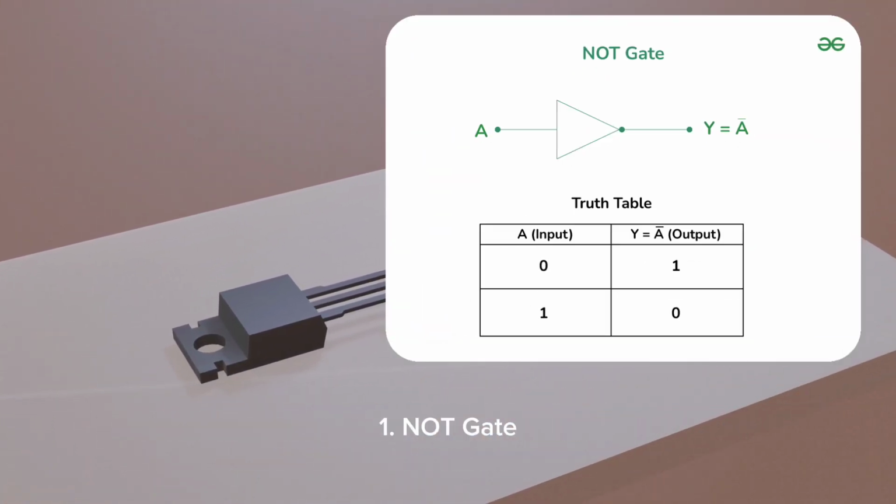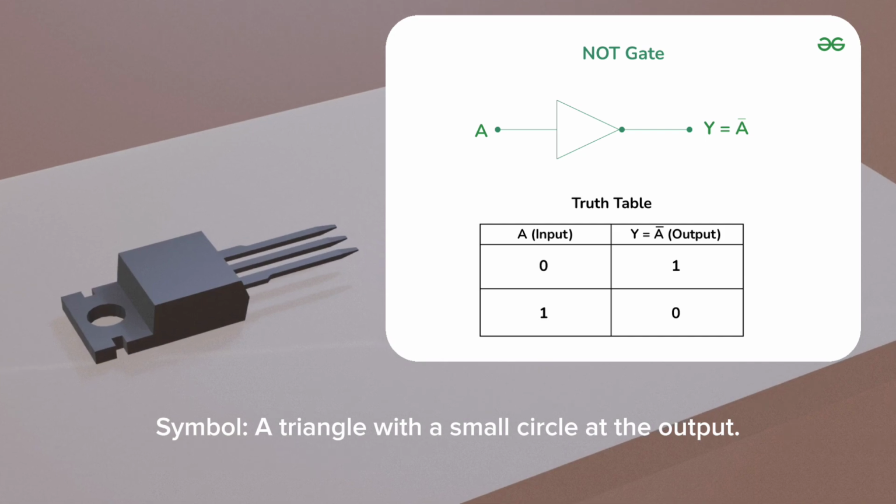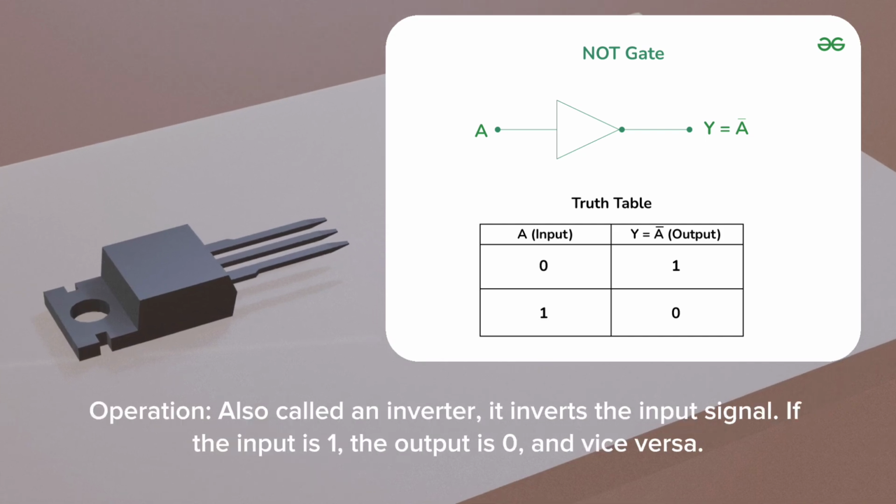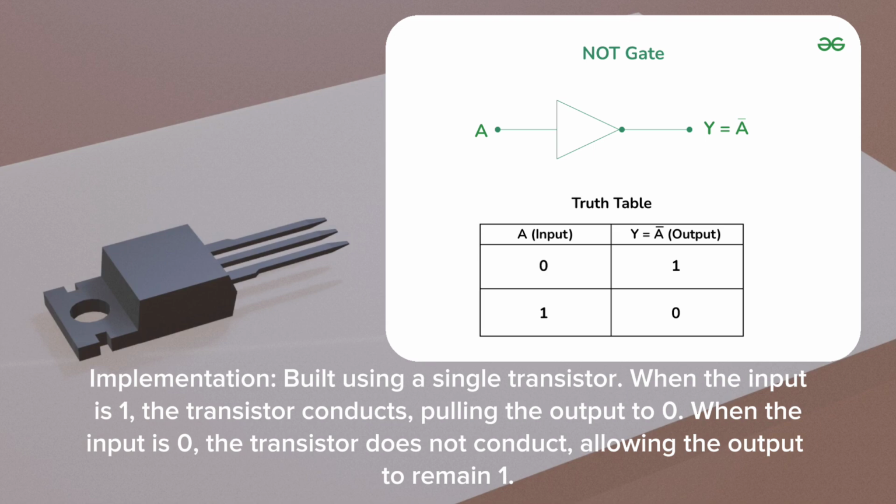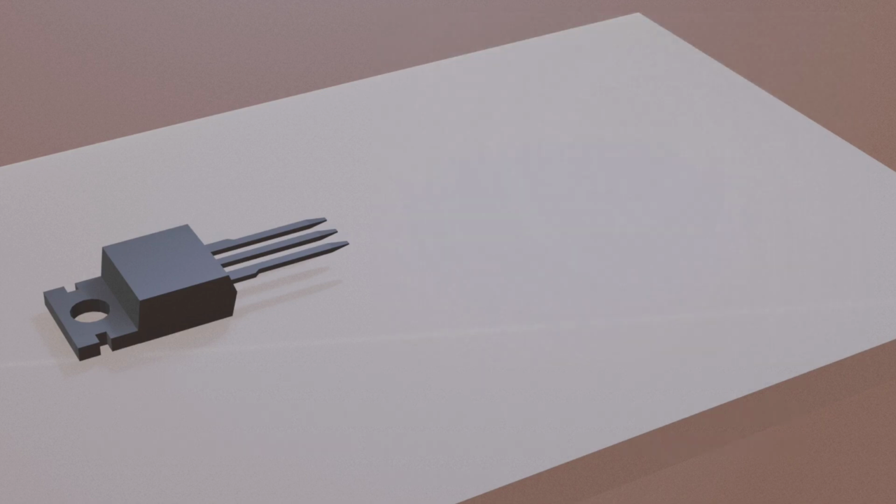1. NOT gate. Symbol, a triangle with a small circle at the output. Operation, also called an inverter, it inverts the input signal. If the input is 1, the output is 0, and vice versa. Implementation, built using a single transistor. When the input is 1, the transistor conducts, pulling the output to 0. When the input is 0, the transistor does not conduct, allowing the output to remain 1.